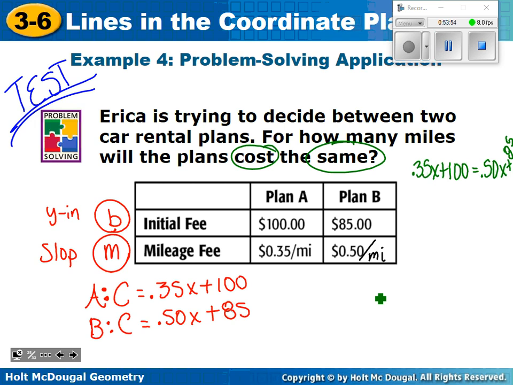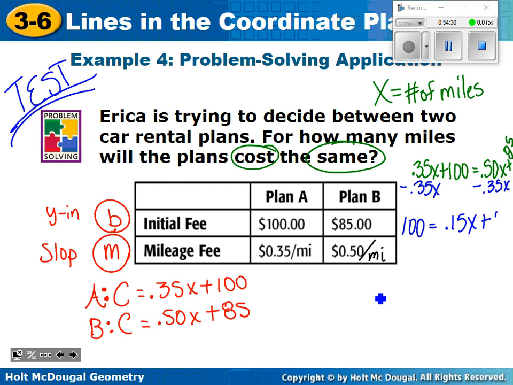Now let's solve for x, because that's what they want to know. How many miles? Does it make sense that our x value stands for the number of miles? We're paying 50 cents per mile and 35 cents per mile. So x is the number of miles. Okay, and c was our cost. So what do you want to do here to solve? Subtract. Okay, subtract 0.35x. Be super careful. That's going to give us 100 equals, what's 0.5 minus 0.35? 0.15. x plus 85. Subtract 85, what do we get?